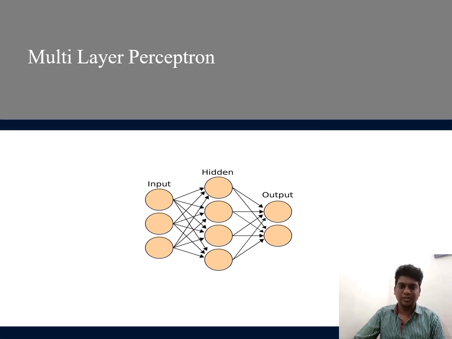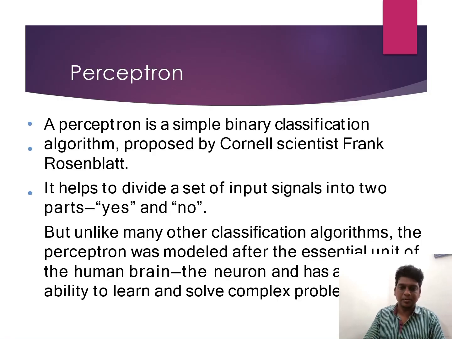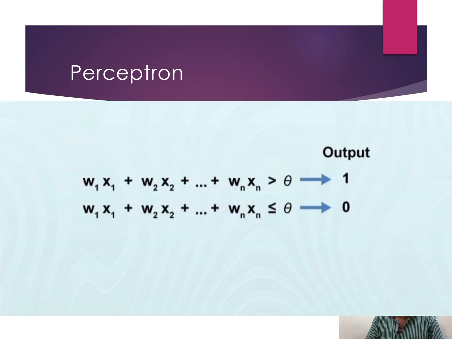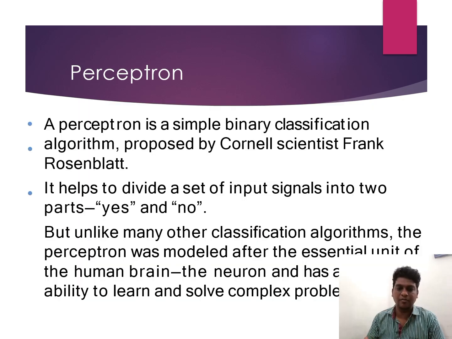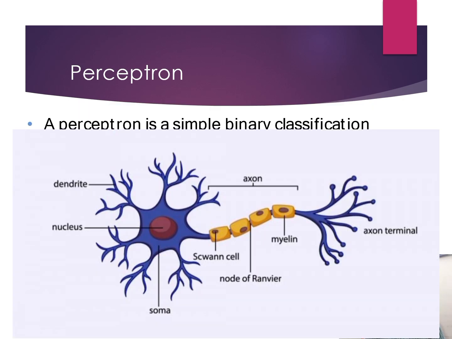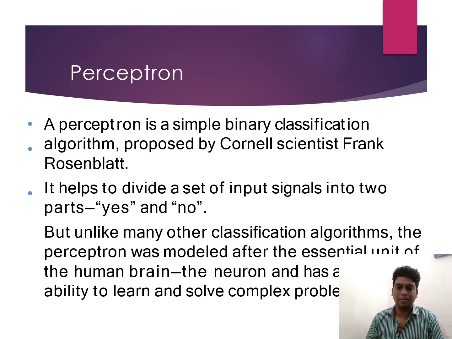Hi everyone. Today we will see about multi-layer perceptron. Perceptron is nothing but a simple binary classification, whether it has provided the output either 1 or 0, a yes or no. It functions mainly as a part of the human brain. So the neuron has the ability to learn and solve more complex problems.